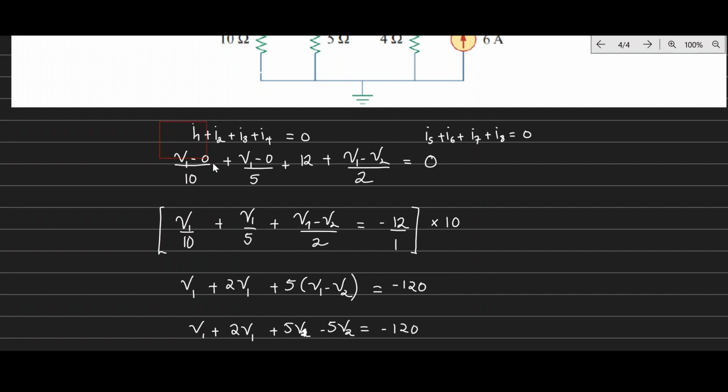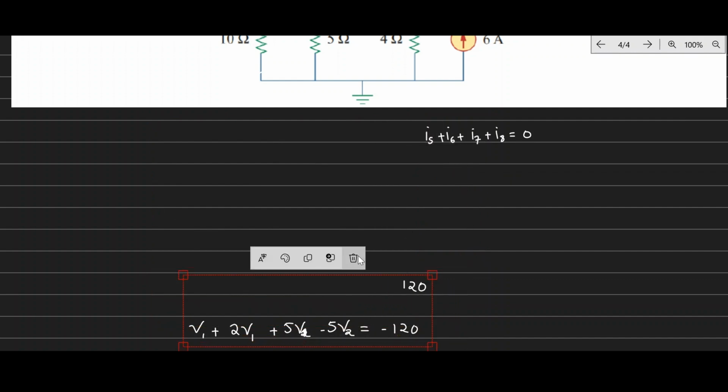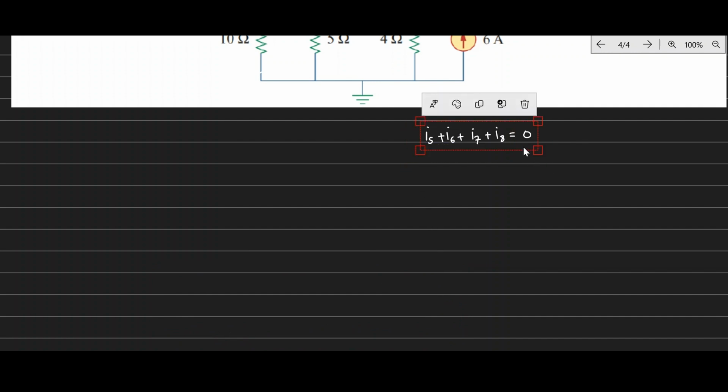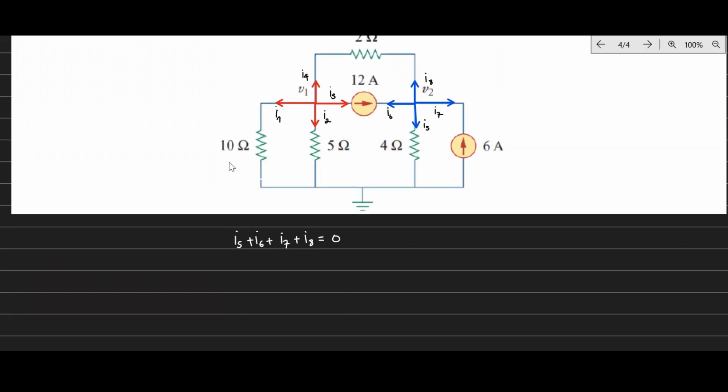All right, let me get rid of this now since we are done with that. I'm going to delete this so that I can also write the equation for the second one. Now for the second node, it's I5 plus I6 plus I7, right? All right, so let's see what is happening here.